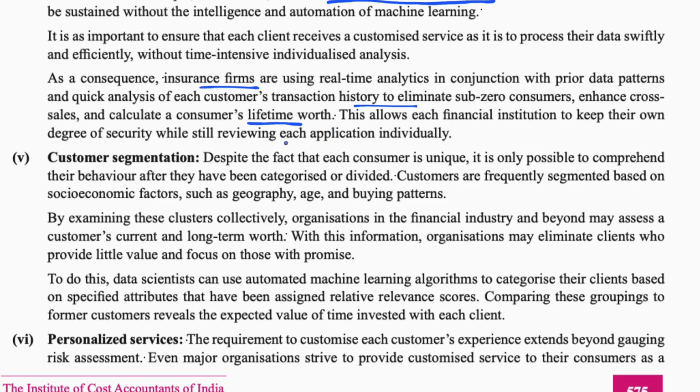Customer segmentation. Customers are frequently segmented based on socio-economic factors such as geography, age, and buying patterns. By examining these clusters collectively, organizations in the financial industry and beyond may assess a consumer's current and long-term worth. See, you can't treat a 60-year-old retired person and a 22-year-old college student the same way. Segmentation means grouping customers by age, location, or habits. For example, banks pitch a pension plan to a retiree and a credit card with dining rewards to a youngster. This is how segmentation is helpful.